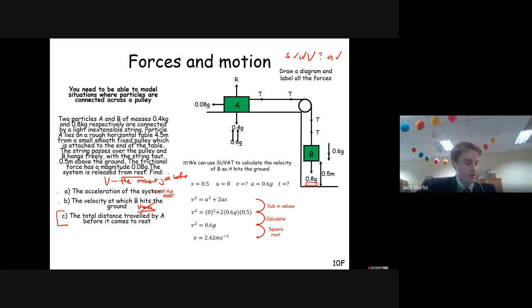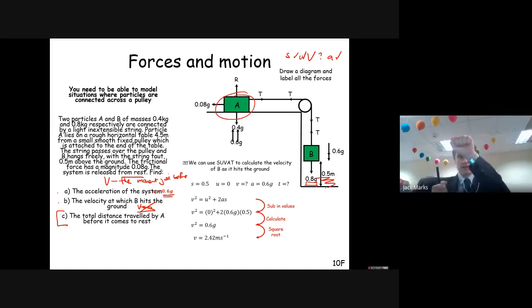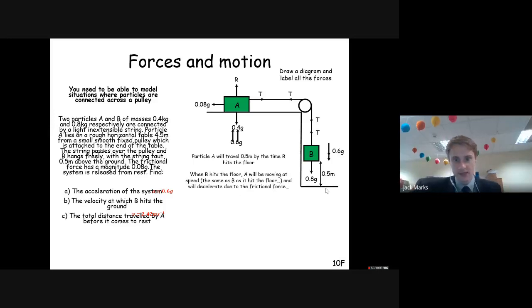Here's the tricky one. So here's the final one. This is the tricky one. So what distance does it travel before it comes to rest? What distance does A travel, this block here? Well, you know that it's inextensible. So if you move this by 0.5, you know that it's going to move by 0.5. So is that the answer? No, it's a bit more complicated than that. But 0.5 is part of it. That's definitely part of the answer. So particle A will travel 0.5 by the time it hits the floor. Yep. So it's at least 0.5.